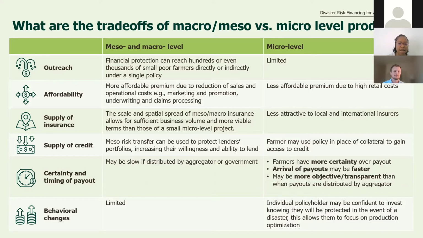On the second aspect, it has to do with the widespread distribution of risk from meso and macro level covers that enable insurers to provide more viable terms than those of micro covers, and those more viable terms in turn enable sustainable supply of insurance.